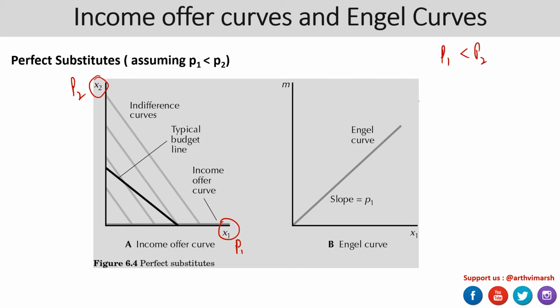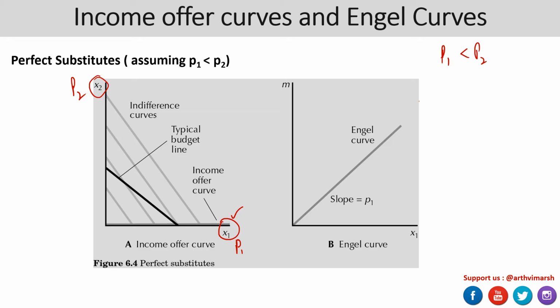So what that means is that the consumer is specialized in consuming good 1, X1. If the income is going to increase, he is going to prefer this commodity. It makes sense that among these two commodities, if they are perfect substitutes and one of them is cheaper, the consumer will definitely prefer the cheaper one because it's a perfect substitute, right?